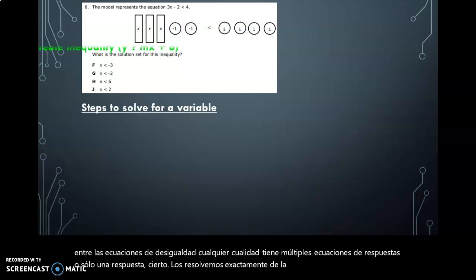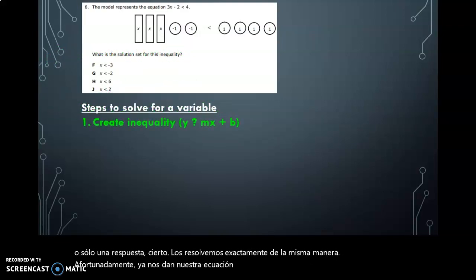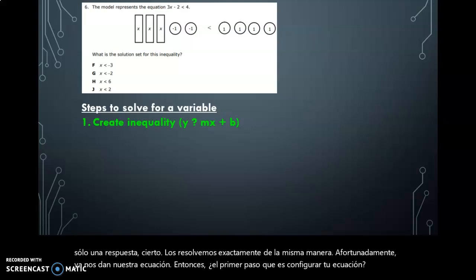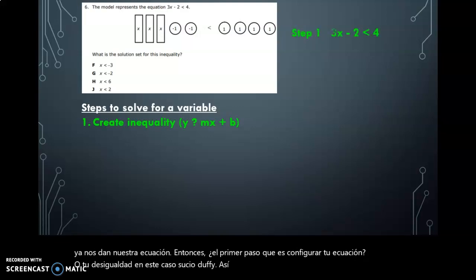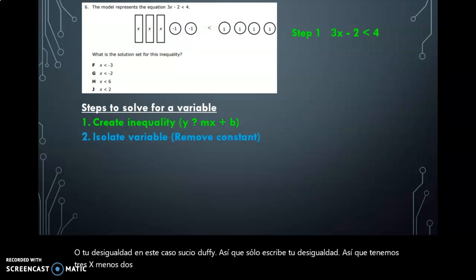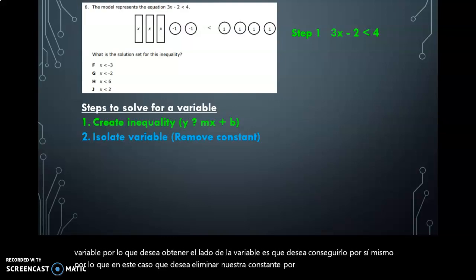So the first step, which is to set up your equation, or your inequality in this case, is already done for you. So you just write down your inequality: 3x minus 2 less than 4. Next step is you're always going to isolate your variable. You want to get whichever side the variable is by itself. In this case, you want to remove our constant. We see that we have a negative 2 next to the 3x.